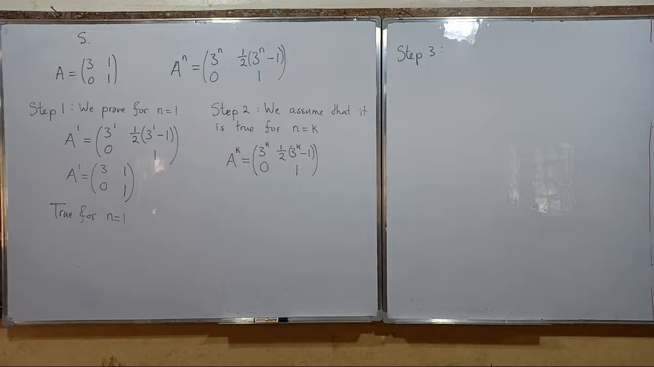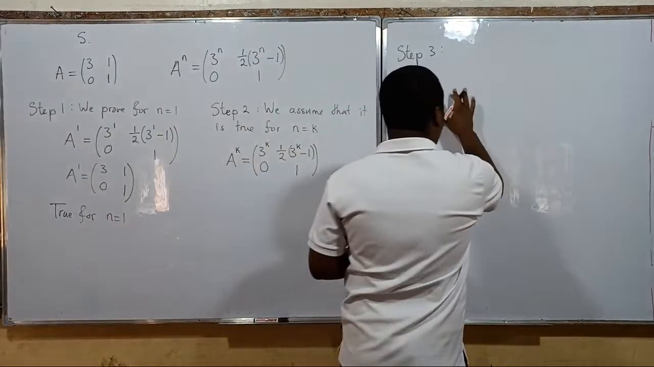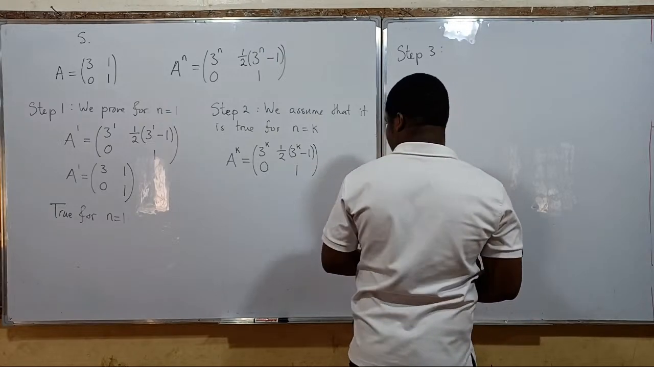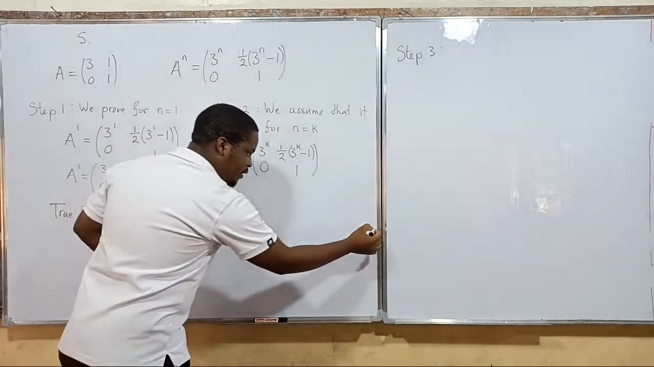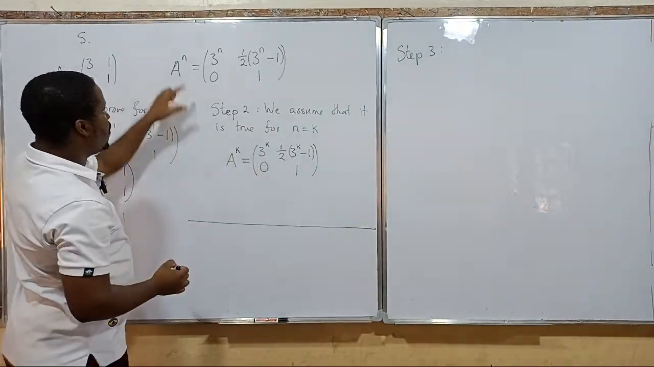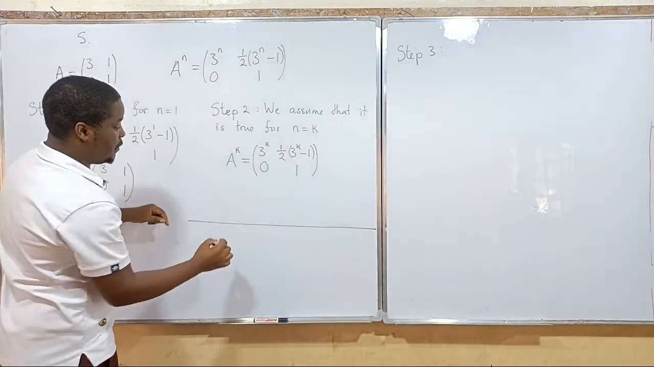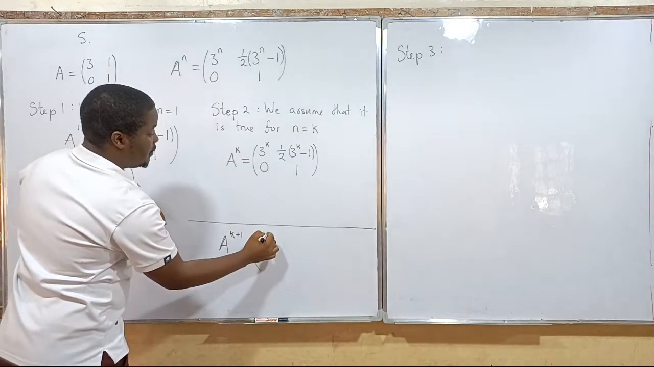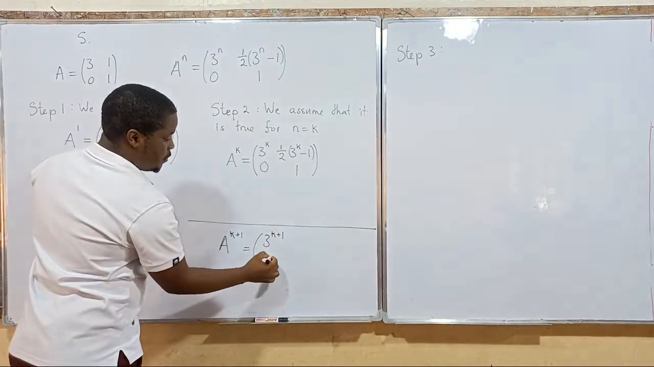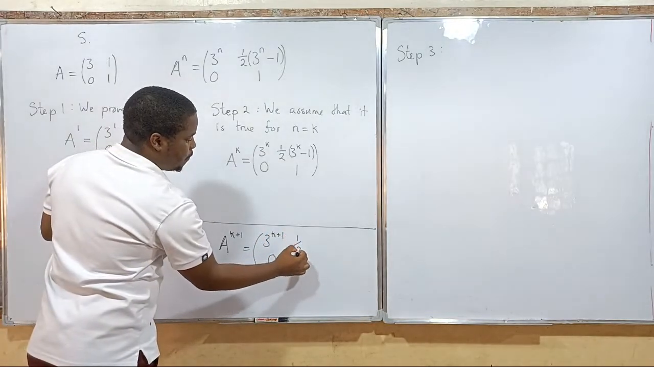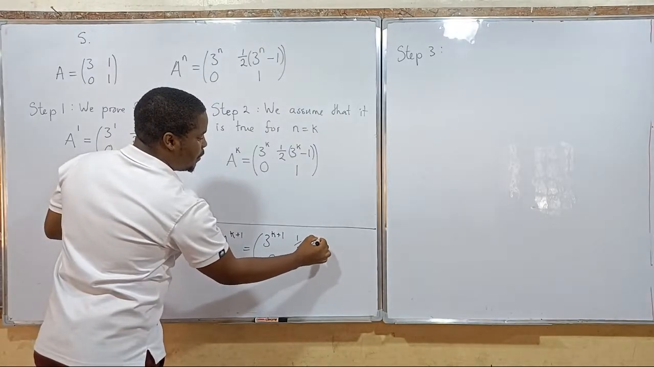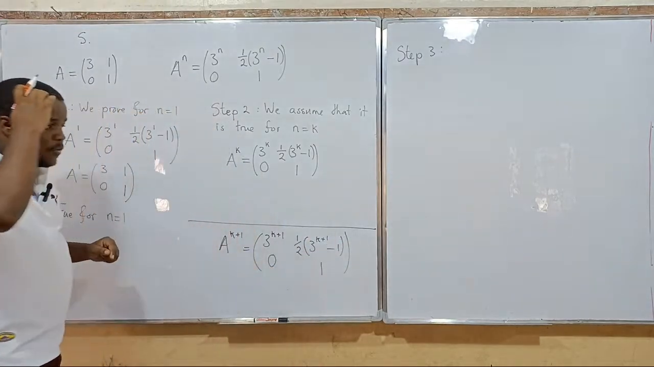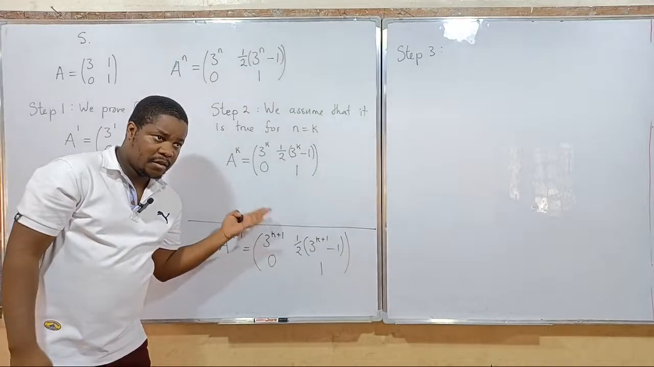Now, this is what you do. You're not supposed to show it, but you're supposed to know it. Let me write it here. Where there's n, replace it with k plus 1. A to the power k plus 1 is equal to [3 to the power k plus 1, half (3 to the power k plus 1 minus 1); 0, 1]. Now, it's obvious that I've just replaced n with k plus 1.